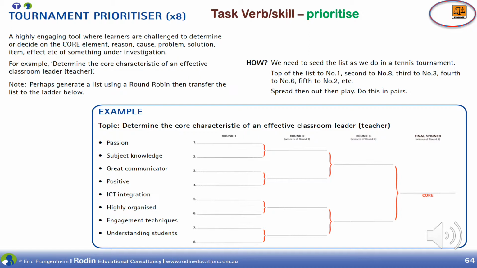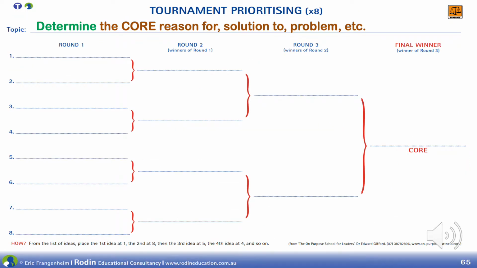Just like Wimbledon or the Australian Open, you would put that into round 1. You'd play 1 against 2, so passion versus subject knowledge. You'd discuss that, debate it, and then you'd move it forward. You could do this on your own, in 2s or 3s, and maybe 4s at the greatest number. The largest group would be 4. Then you look at great communicator and positive and all the other pairs. Then you go to the semi-final round, then the final, and in the end you'd have the core idea. So if you're asked to determine your core reason for something or solution to something or the problem, you would simply list those in round 1 and you'd play it through.